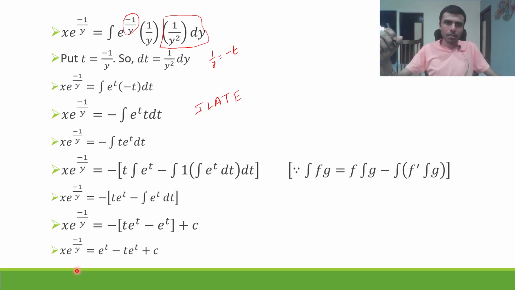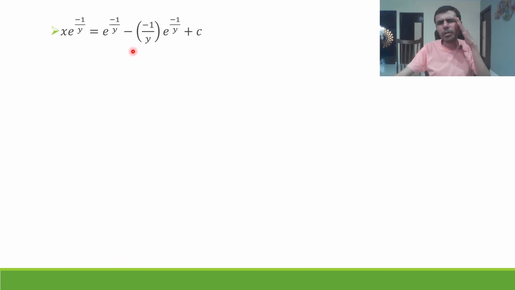Now next. What is this t exactly? t is minus 1 by y, right? So substitute it back. You will get e power minus 1 by y minus 1 by y e power minus 1 by y plus c. In that previous equation, I just put t as minus 1 by y.